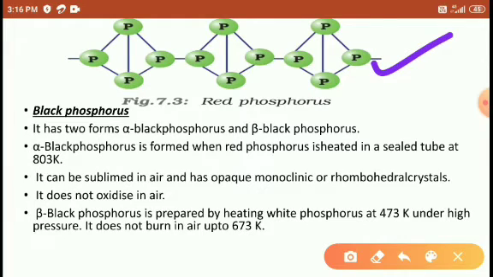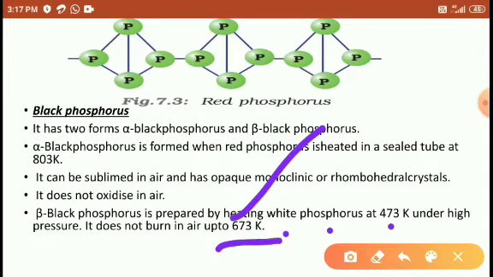Black phosphorus: we already know that red phosphorus heated under high pressure forms black phosphorus. Black phosphorus is of two types, alpha black and beta black. Alpha black phosphorus is formed when red phosphorus is heated in a sealed tube at 803 Kelvin. Beta black phosphorus is obtained by heating white phosphorus at 473 Kelvin under high pressure. It does not burn up to 673 Kelvin because it has a very complex polymer structure, so it cannot be burned until the temperature reaches 673 Kelvin.